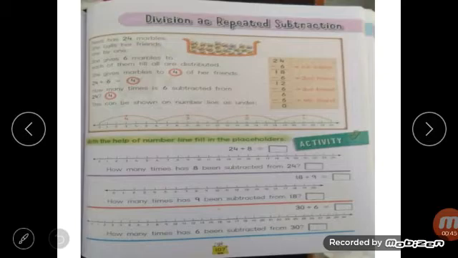Here the question is, you can read from your book. Niti has 24 marbles. She calls her friends one by one. She gives 6 marbles to each of them till all are distributed. So Niti is the girl who has 24 marbles. Then she gives 6 marbles to each of them.